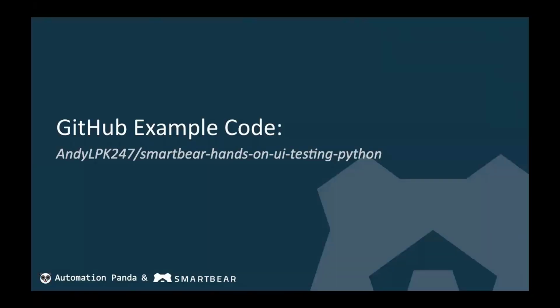I'd also like to shout out that all of the example code you'll see today is hosted in GitHub. My username is AndyLPK247, and the test project that we'll be writing together as part of this webinar is at SmartBear Hands-on UI Testing Python. You can check that out after our webinar today, give it a trial run, and even extend it for some testing of your own.